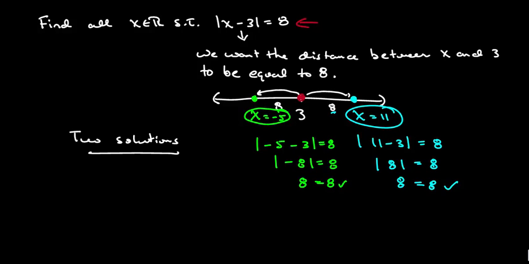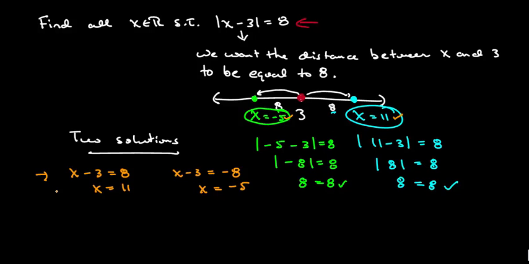So how is this normally done? Well, the algebraic approach that you probably learned in middle school or even high school is to take what's on the inside and set it equal to the positive and the negative of this. They say, okay, take x minus 3 and set it equal to 8, and then take x minus 3 and set it equal to negative 8. And then they tell you to solve. Watch, it does work. This gives you 11, and this gives you negative 5. Look, I got both the 11 and the negative 5.